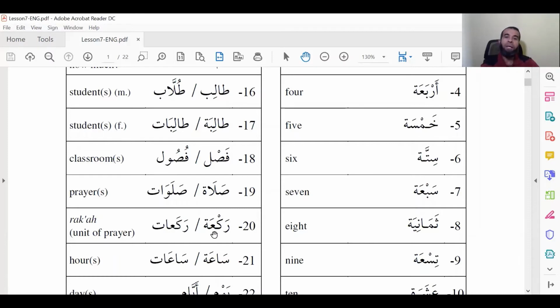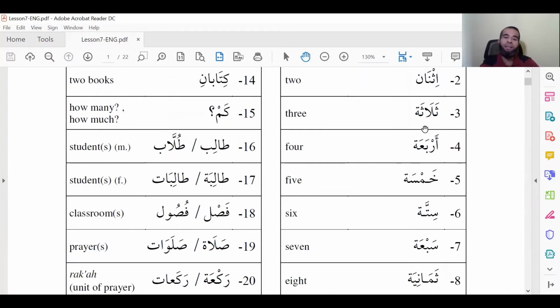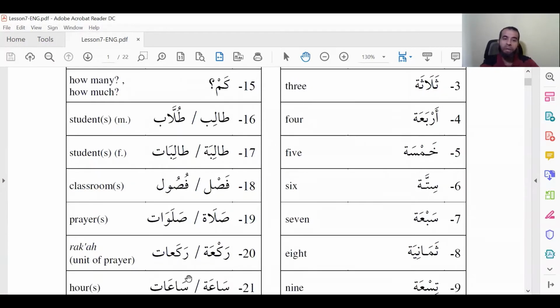But كم ركعة في صلاة الظهر? You can say في صلاة الظهر 4 ركعات. كم ركعة في صلاة العصر؟ 4 ركعات أيضا. كم ركعة في صلاة المغرب؟ في صلاة المغرب 3 ركعات. كم ركعة في صلاة العشاء؟ في صلاة العشاء 4 ركعات أيضا.